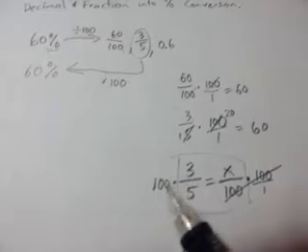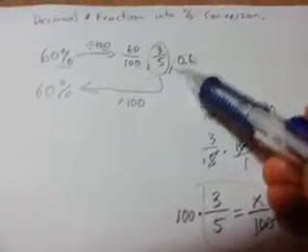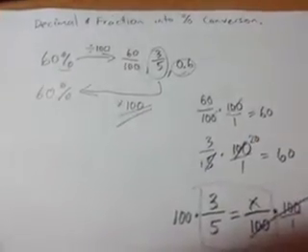So again, the important thing here is that when you have a fraction or a decimal, all we have to do is multiply by 100.